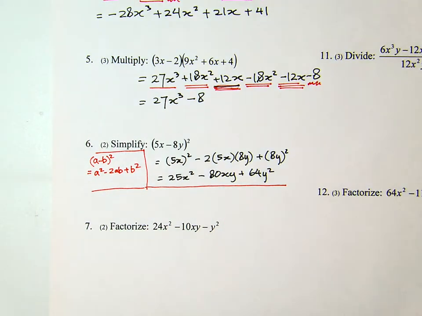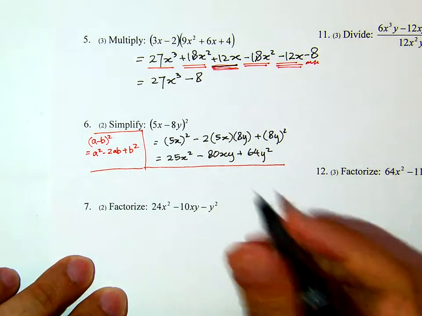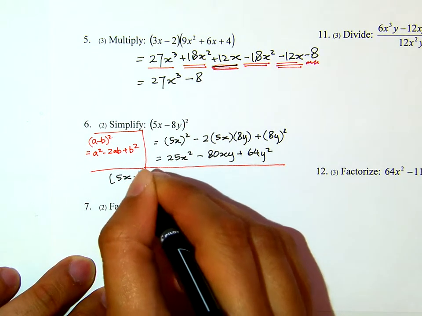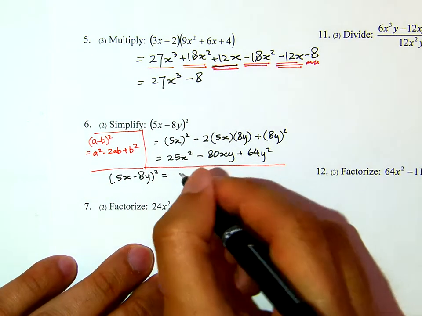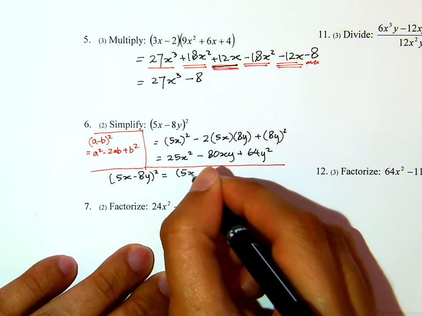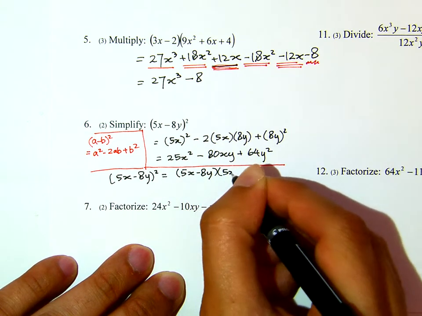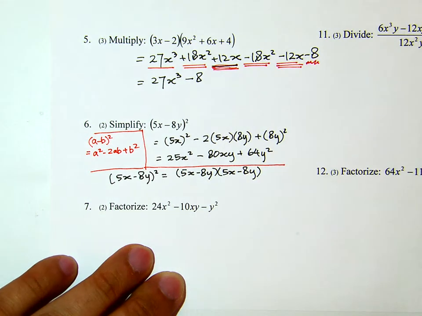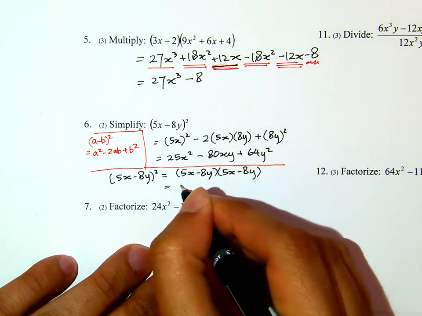Okay, but some people cannot handle this. Now in case during the test you cannot handle doing it with this pattern, then you go more primitive way, more conservative way. It is by rewriting it as the product of two binomials. Okay? And then from here you FOIL them. In the end you will get the same answer.